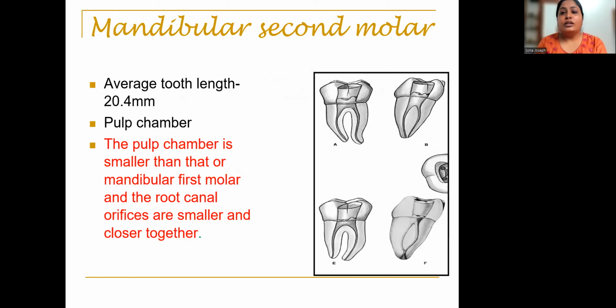Now, comparing to mandibular first molar, the second molar is more or less similar to this. The only thing is there can be some variations, which we'll discuss now. The average tooth length is 20.4 mm. The pulp chamber is similar to that of the mandibular first molar, only smaller in dimension, and the root canal orifices are smaller and closer together. You can see pictures A and E labial view, whereas B and F is proximal view.